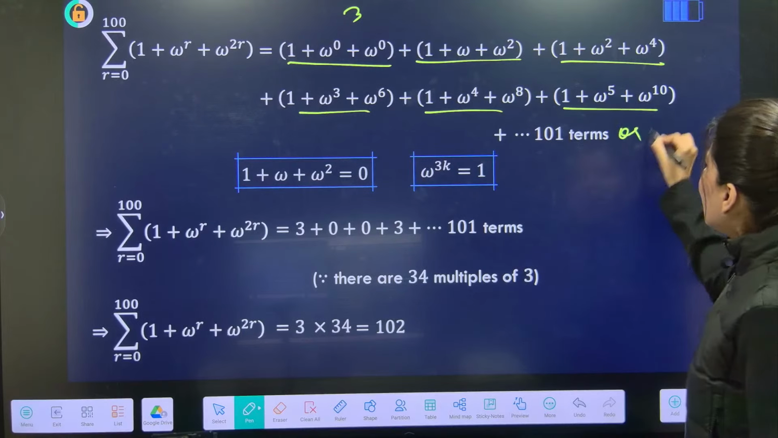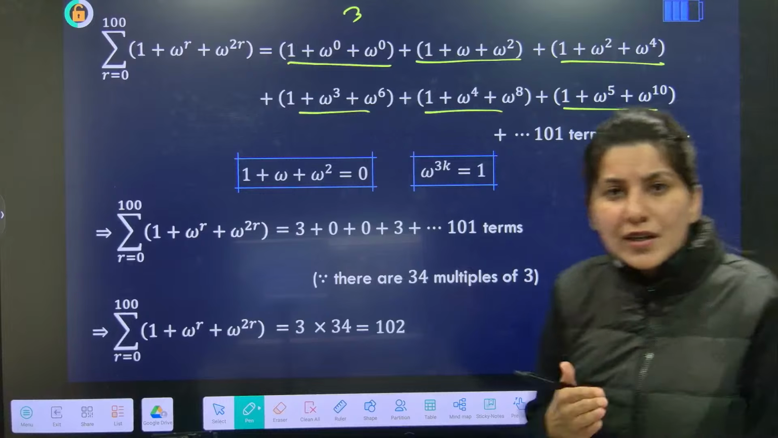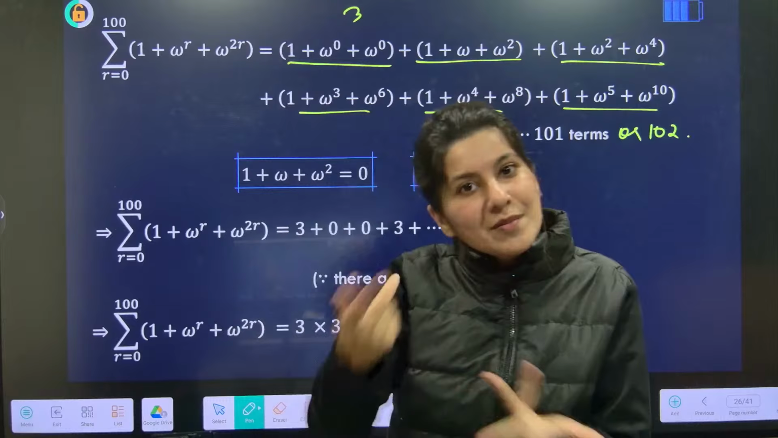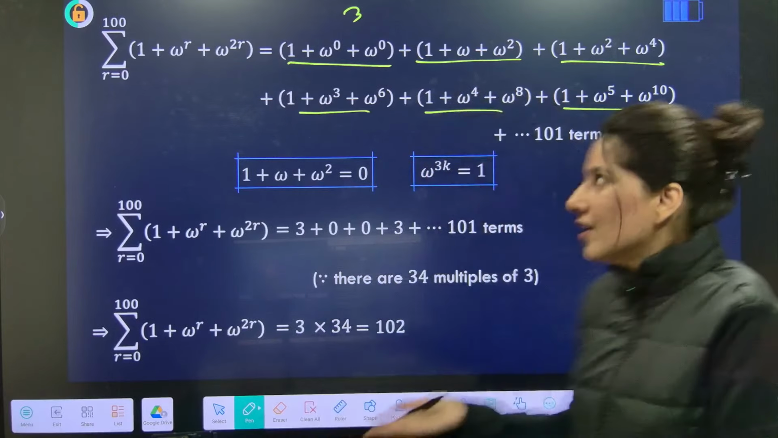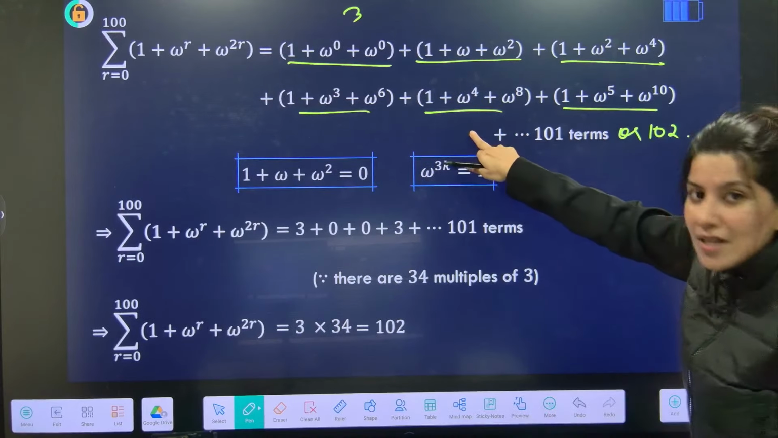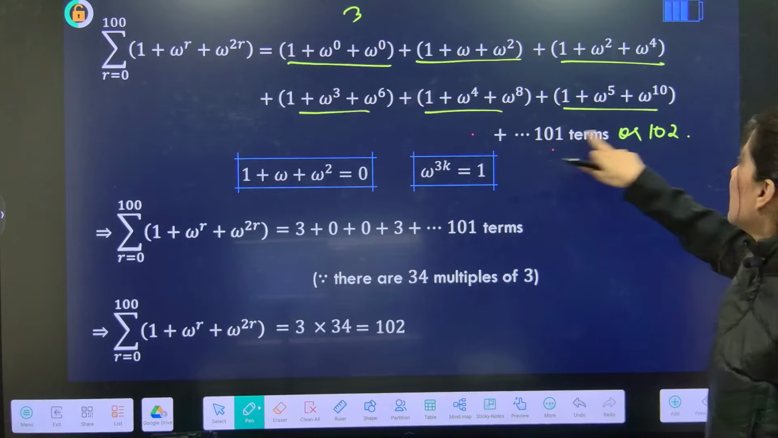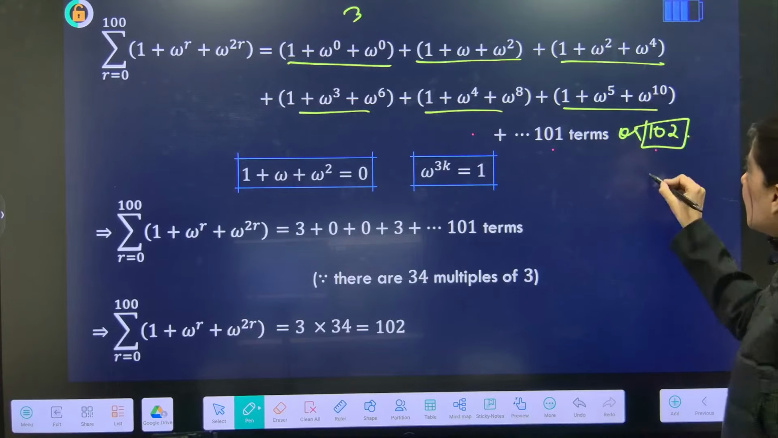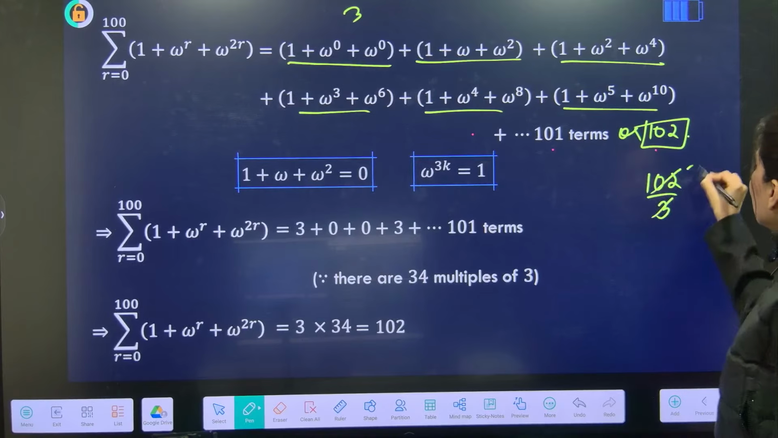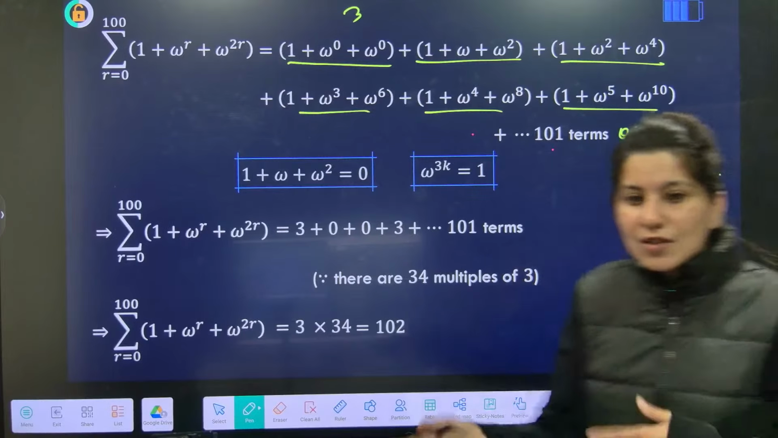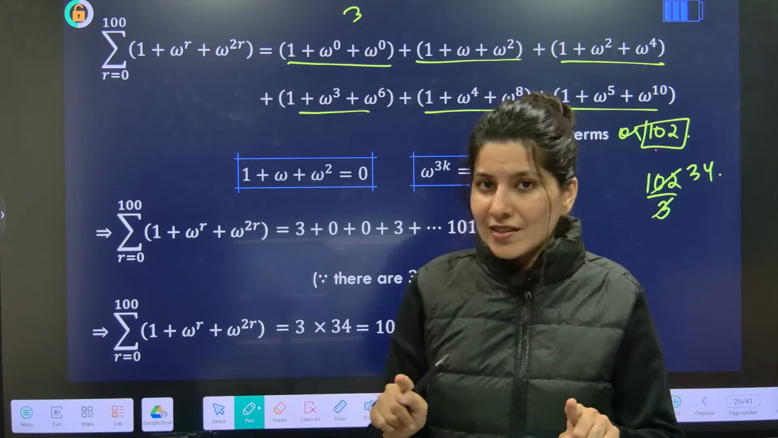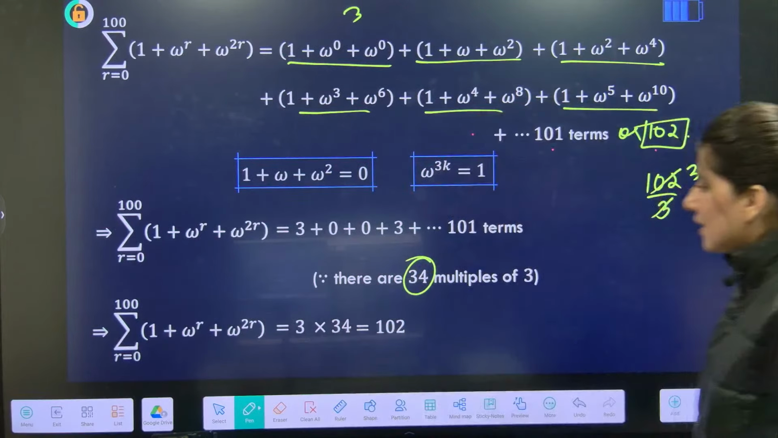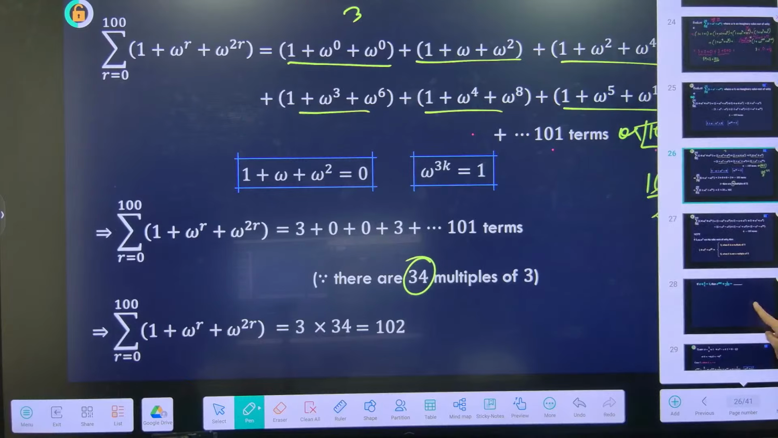101 terms or 102 terms, you can write either, because even if you go till 102, the 102nd term is also 0, right? So the 100th term will give you 3, the 101st will give you 0, and this is also 0. Now for 102, how many triplets will there be? 102 divided by 3 is 34. So 3, 0, 0 repeated 34 times. So 34 multiples of 3, like that. 3 into 34.